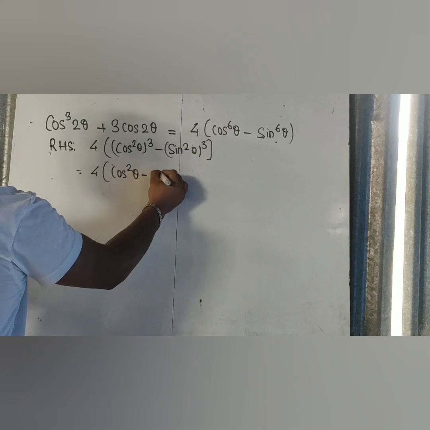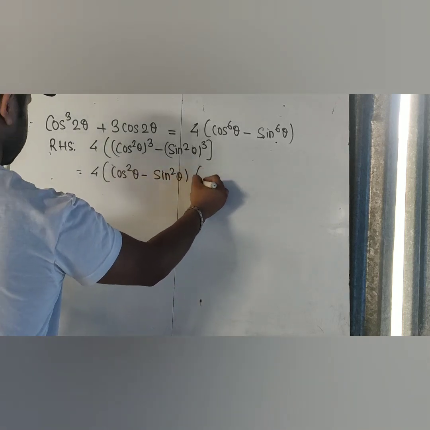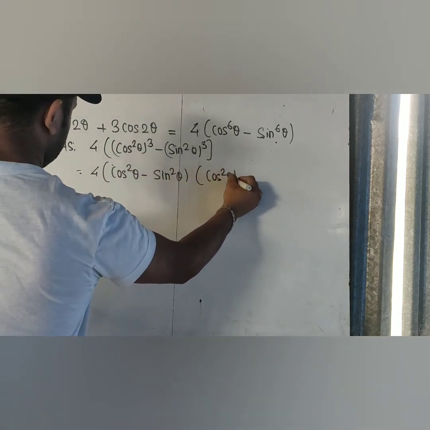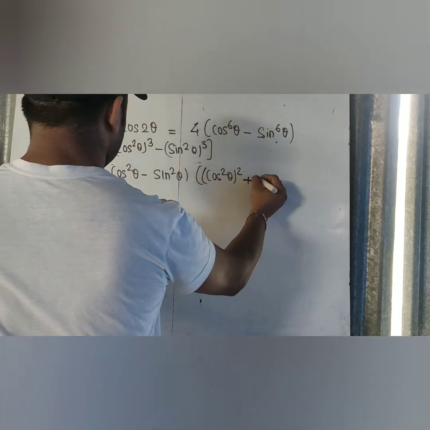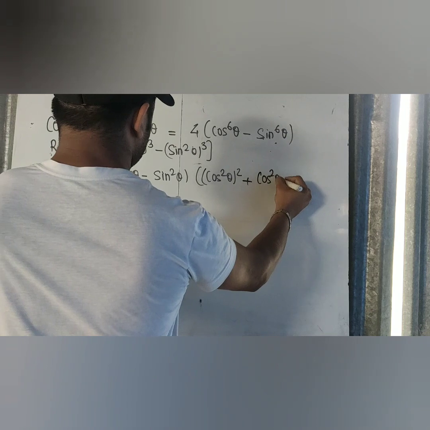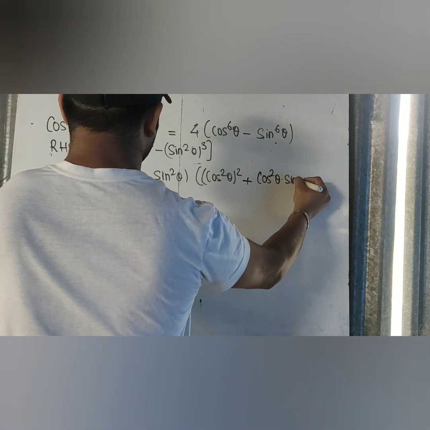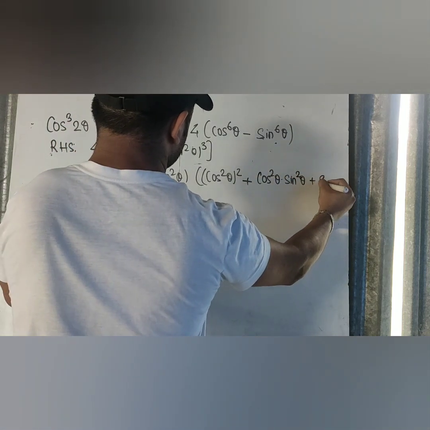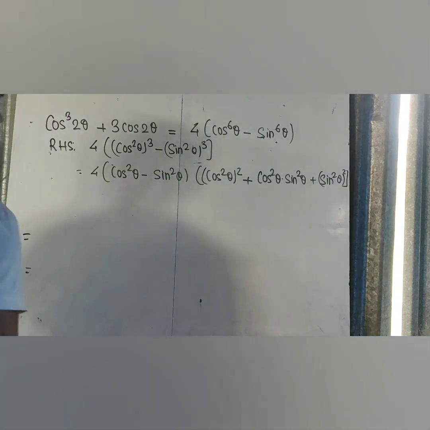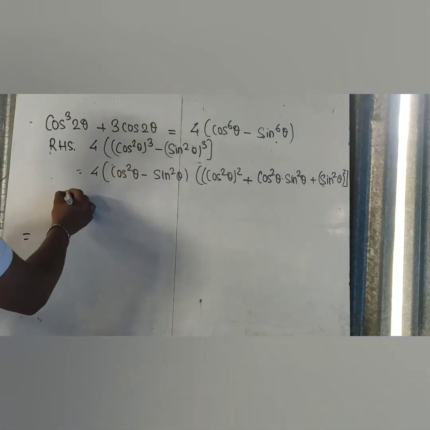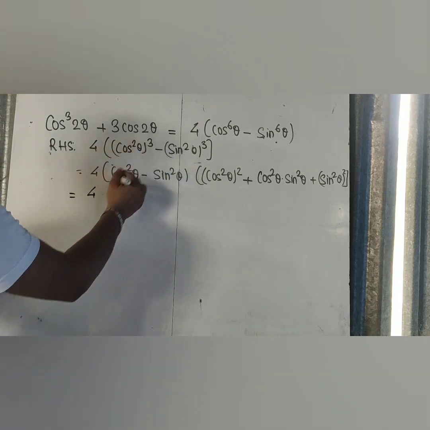a minus b, a square plus ab plus b square. So we wrote it in the form of the a cube minus b cube formula.